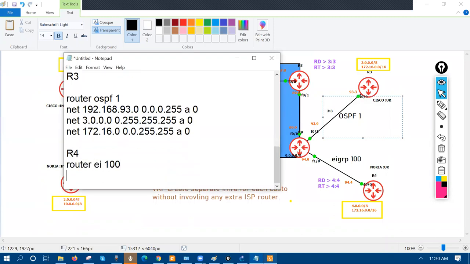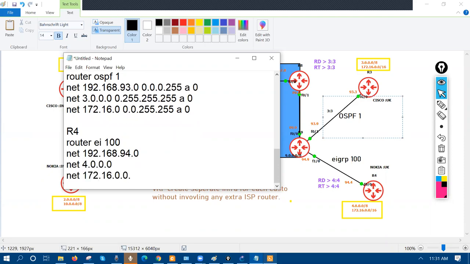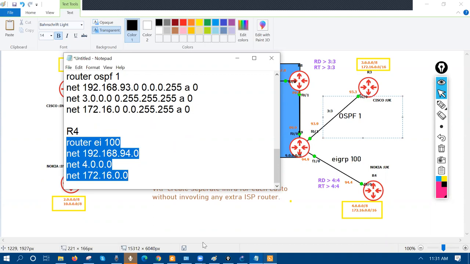EIGRP, right? Network 94.0. Network. Network. Copy. R4.